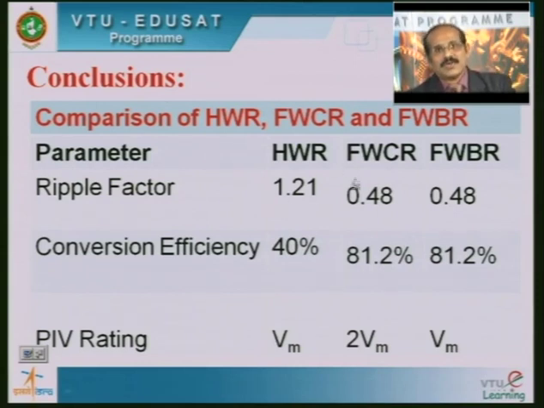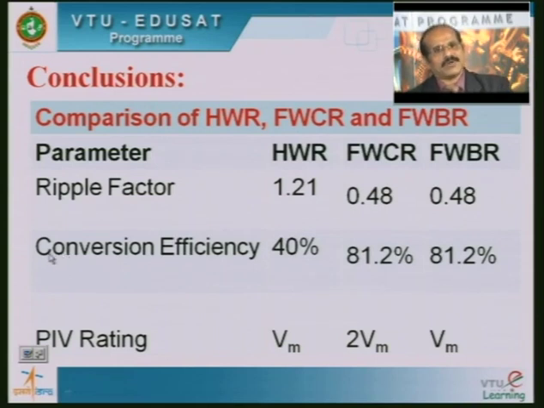In which case is it more? It is more in the half wave rectifier, because the half wave rectifier conducts only during the positive half cycle. Naturally the ripple content present in the DC output is more, and consequently the ripple factor is more. That is 1.21, compared to the full wave center tap rectifier and the full wave bridge rectifier, where it is only 0.48.